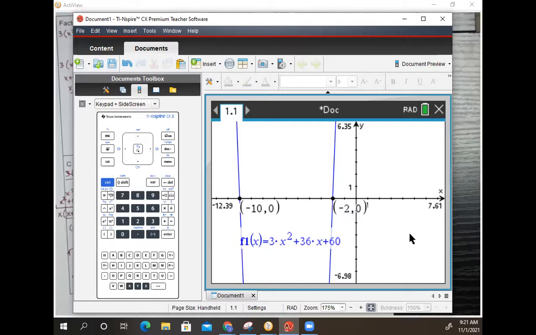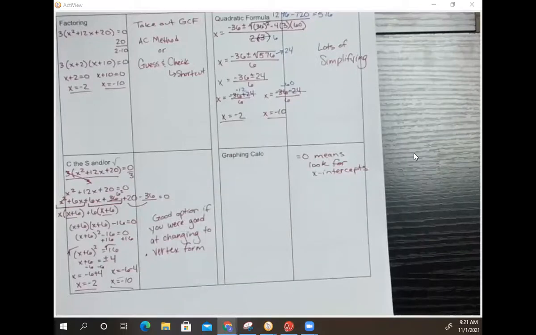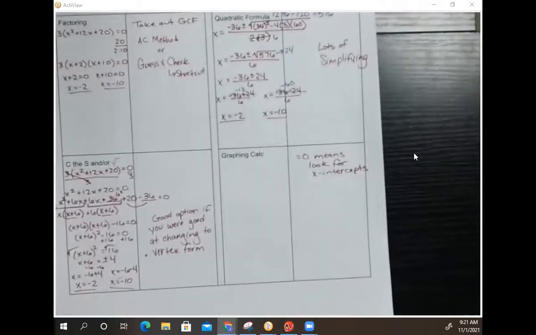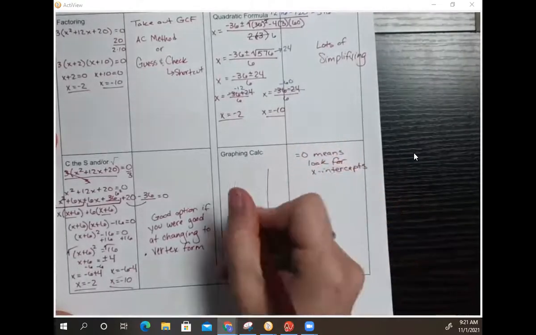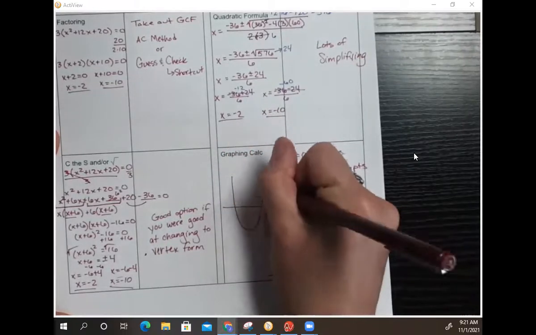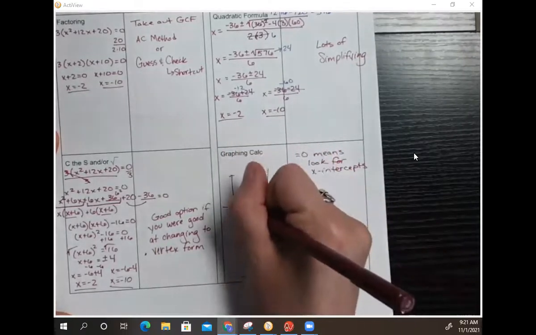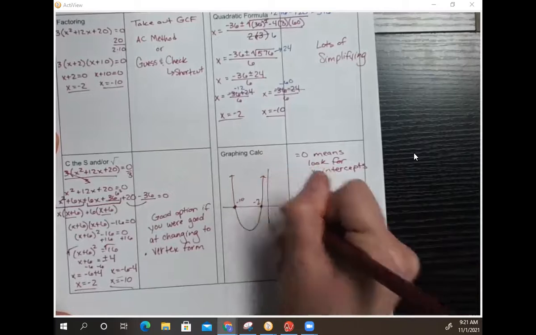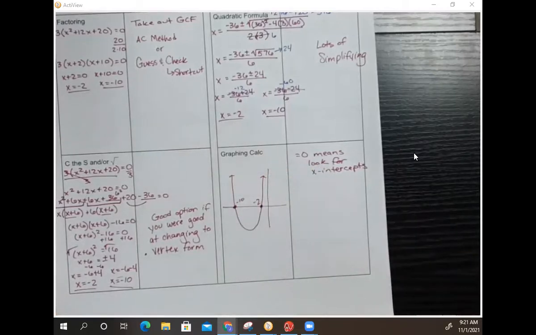Those solutions look familiar? Yeah, they're the same ones we found with all those other methods. Okay, so when we're equal to 0, that means we're looking for x-intercepts. And those x values are the same as the solutions that we found algebraically. So we had a solution at negative 10, or an x-intercept, I should say, and at negative 2. So with this one problem, we've used every single method.